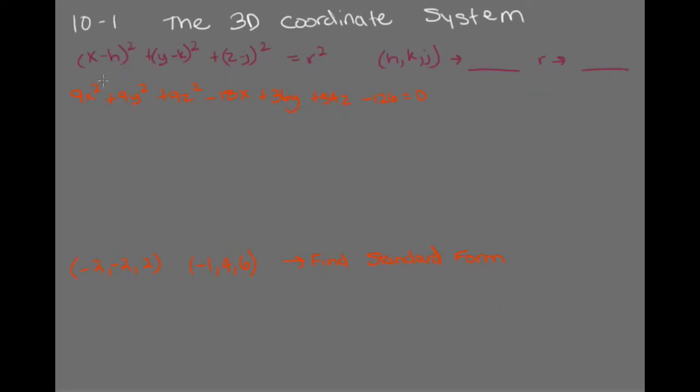Alright, let's take a look at this equation we have here. (x - h)² + (y - k)² + (z - j)² = r². Now this is what we call the standard form of a sphere. It looks very similar to the standard form of a circle. The standard form of a circle is basically this equation without the z component.